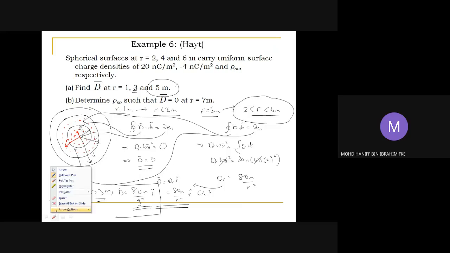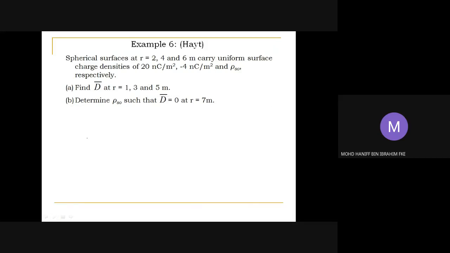Okay, right. So I will proceed with the part of the question which is to determine rho S naught. I'm going to erase all of this writing. For the second part of the question, we are given a spherical surface. Sorry for this. All right. So this is 2, this is 4, and this is 6.